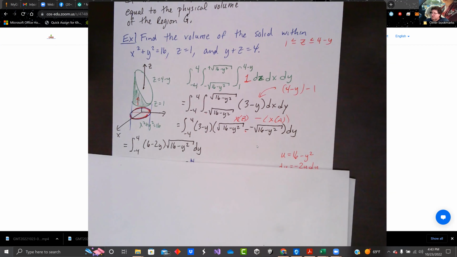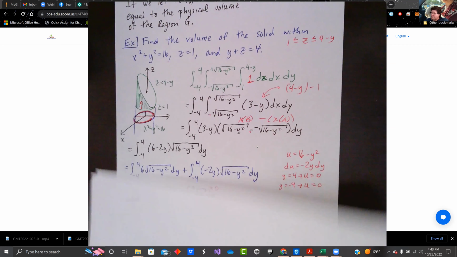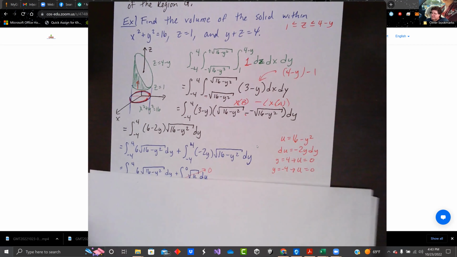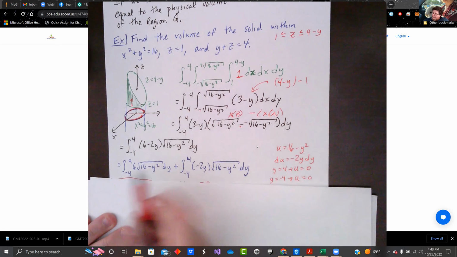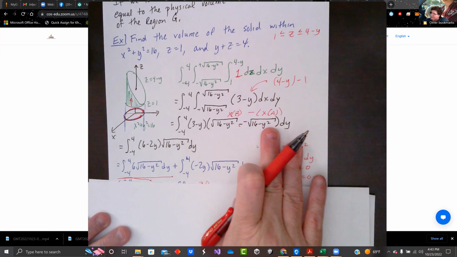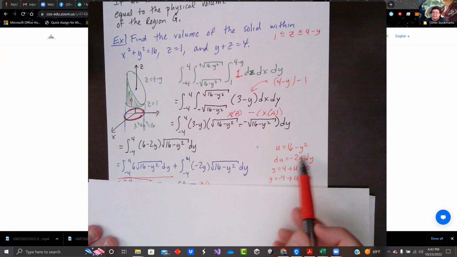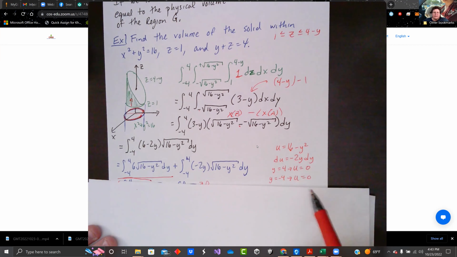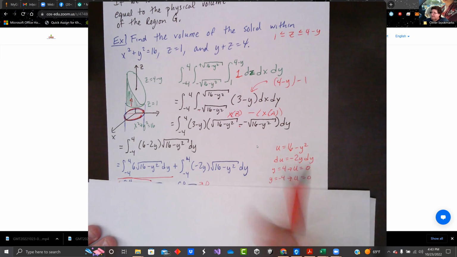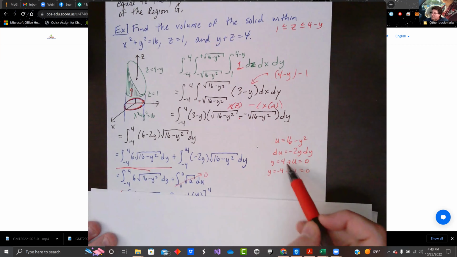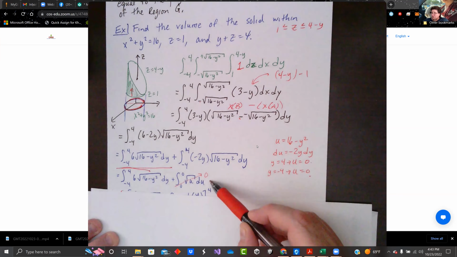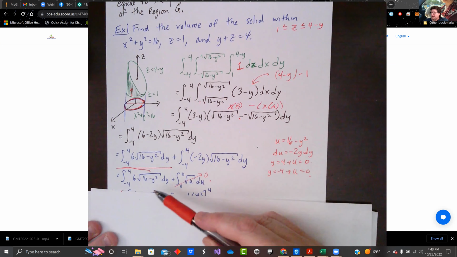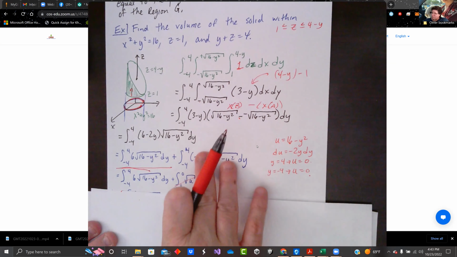This is probably a little bit easier if we do a u sub. I'm going to break the 6 off and do a separate integral for that. We do a u sub on this one. u equals 16 minus y squared, du equals negative 2y dy. We just get the square root of u in there. But when y equals 4 and y equals negative 4, u goes from 0 to 0. That integral goes to 0. So we just have 6 times the integral of the square root of 16 minus y squared dy from negative 4 to 4.